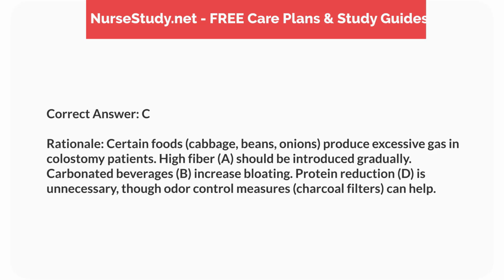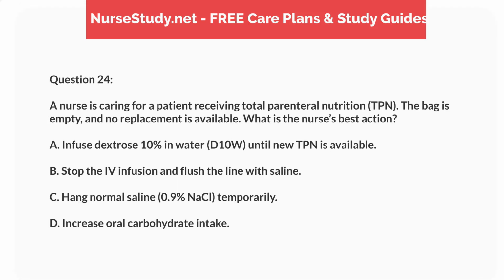High fiber, A, should be introduced gradually. Carbonated beverages, B, increase bloating. Protein reduction, D, is unnecessary, though odor control measures, charcoal filters, can help. Question 24. A nurse is caring for a patient receiving total parenteral nutrition, TPN. The bag is empty, and no replacement is available. What is the nurse's best action?